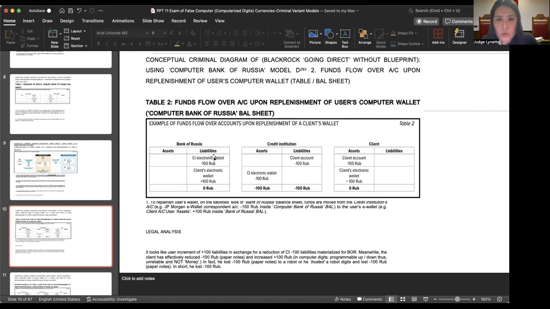And the Bank of Russia no longer owes JP Morgan, a credit institution, the liability that has just been reduced by minus 100 that the Computer Bank of Russia owed as liability to the credit institution. Instead, the Computer Bank of Russia directly owes its liability to the end user client's electronic wallet by plus 100 rubles. So this is the meaning of going direct in BlackRock's terms.